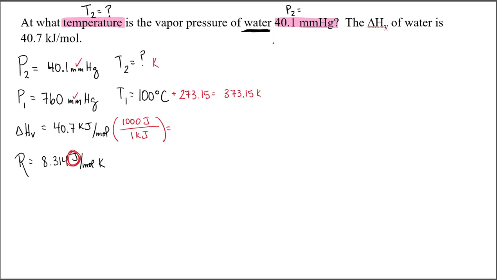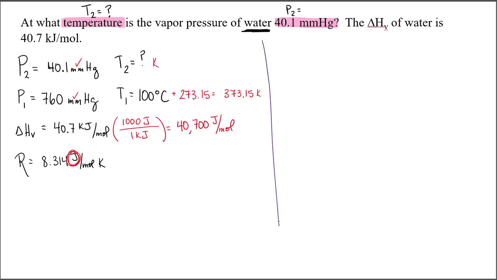Just in case you're like, Dr. L, where are you getting that from? That's metric system. Kilo has always been, for every 1 kilo, there's 1,000 base units. So for every 1 kilometer, there's 1,000 meters. We've done that forever. So 40.7 times 1,000 is 40,700 joules per mole. We're ready for the Clausius-Clapeyron equation.